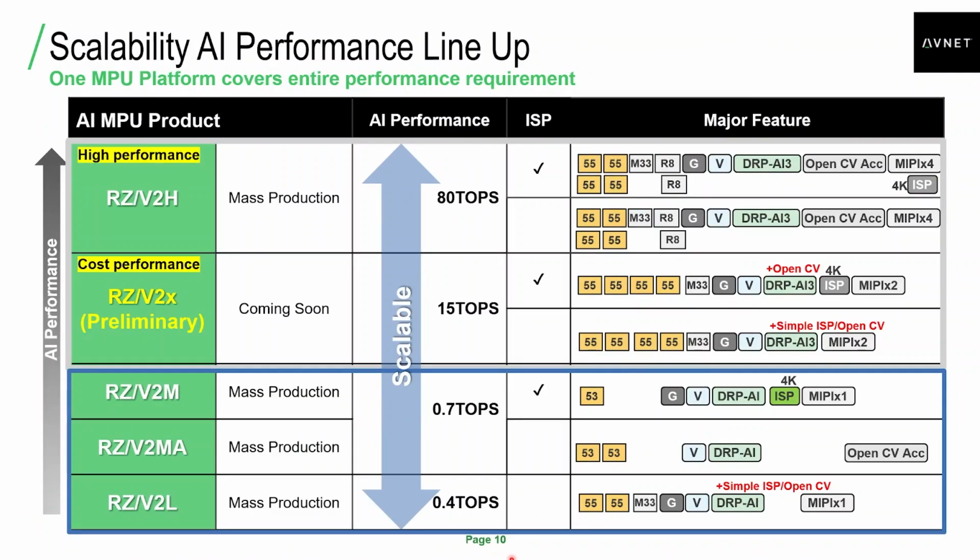Looking at a more detailed breakdown of different products in the RZ/V family, you can see that they scale from 0.4 TOPS all the way up to 80 TOPS in AI performance. They also come with a varying number of primary and secondary cores, GPU performance, display interfaces, camera interfaces, and other such peripheral mixes to enable you to choose the best product to meet your needs.